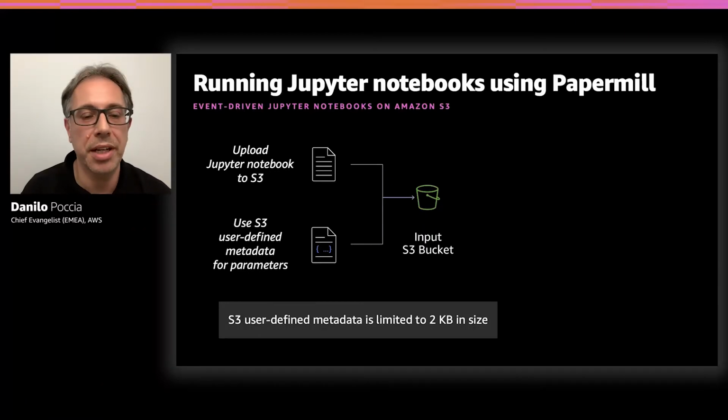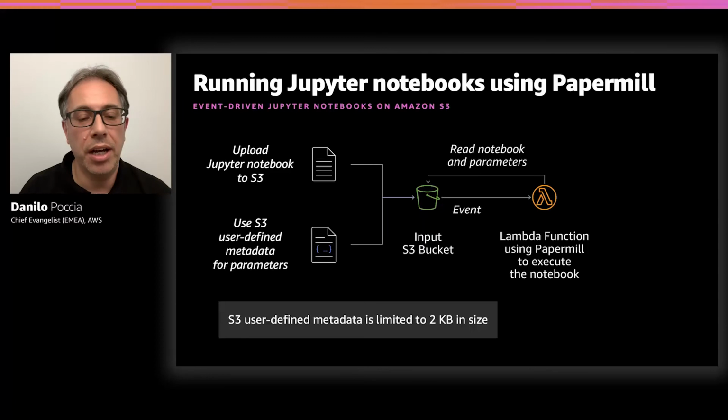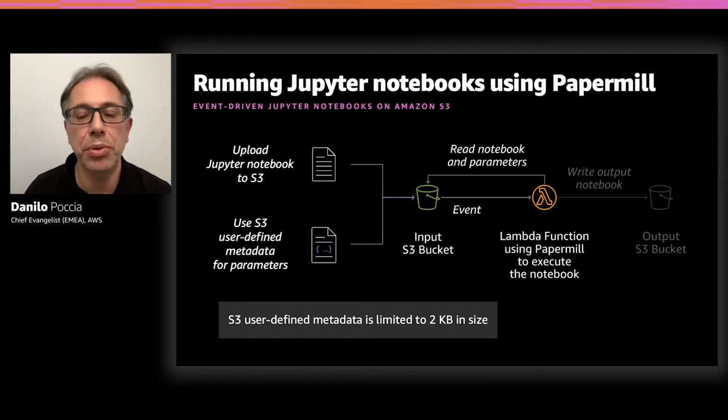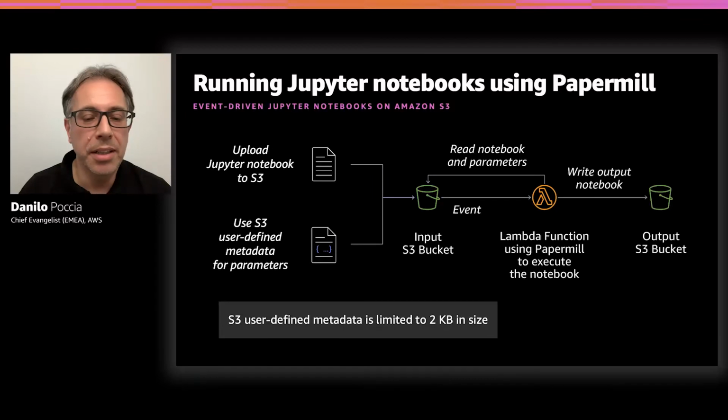For example, you can create another object with a similar name and different extension containing the value of the parameters. This upload will fire the execution of a Lambda function that will read the notebook and the parameters, will execute the notebook using Papermill, and then will write the output into an S3 bucket.